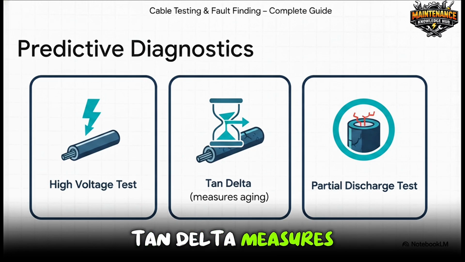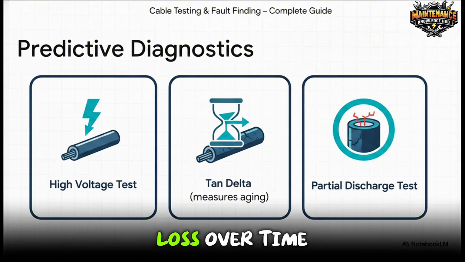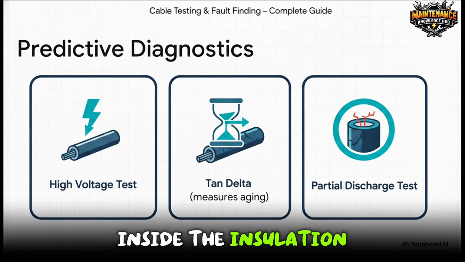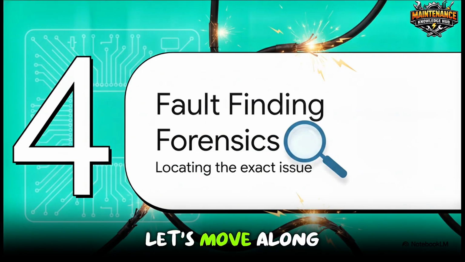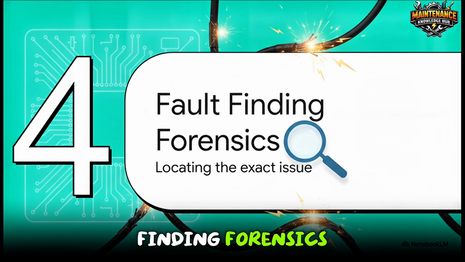Tan delta measures insulation aging and dielectric loss over time. And the partial discharge test is even more precise. It can actually detect tiny, hidden defects, like microscopic voids, cracks, or moisture damage inside the insulation well before they lead to a catastrophic blowout. Let's move along and see how this all builds in Section 4, Fault-Finding Forensics.